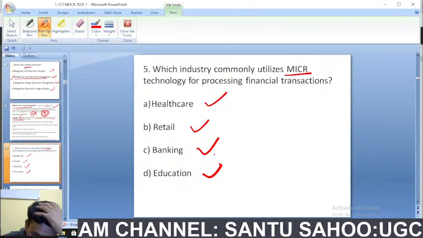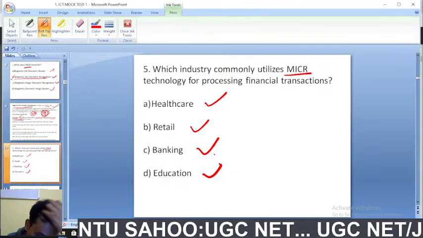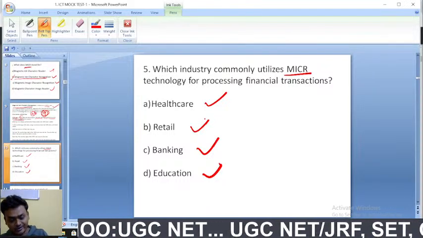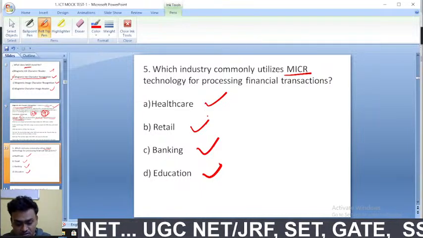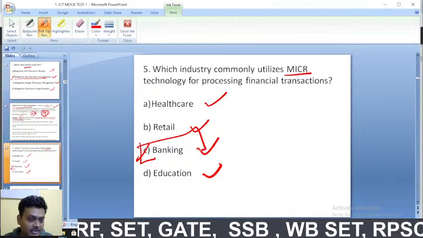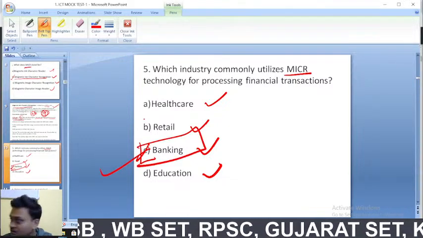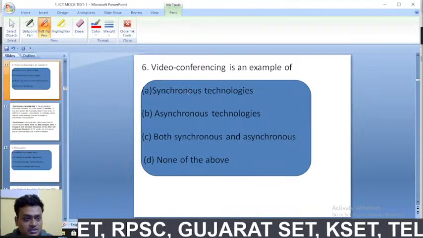Now quickly answer, Deepa, Babu, Archana. It's banking. It's banking. Banking is the right answer. Financial transaction, banking, MICR. Chalo.